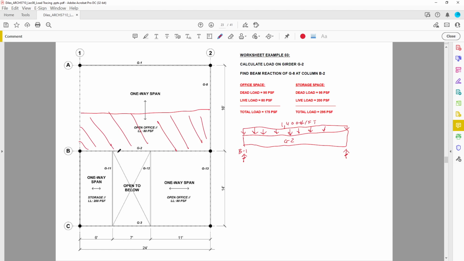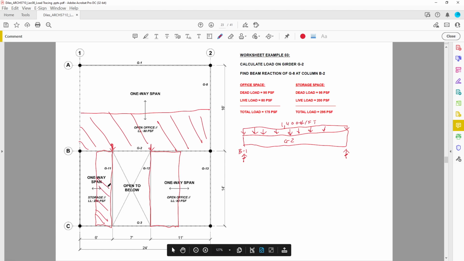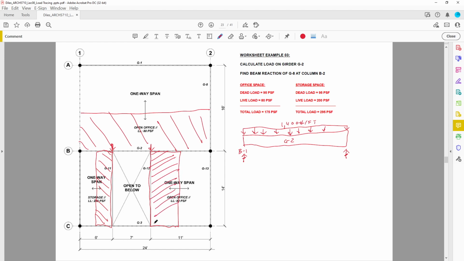All right, so then we have these other 2 girders, G11 and G12, which will put point loads where they connect to G2. So what is the proportion of load that we need to account for in our point loads? Well, we know that the tributary area for G11 is going to be this half of the storage space. And we know that the tributary area for G12 will be this half of the storage space.